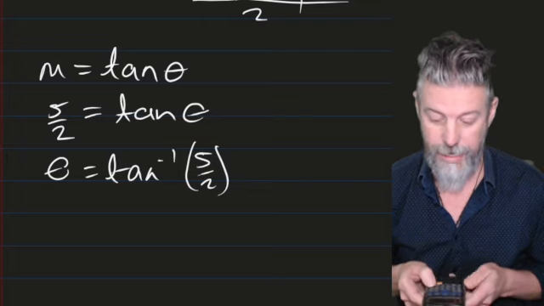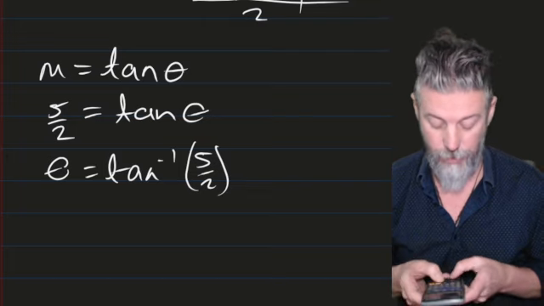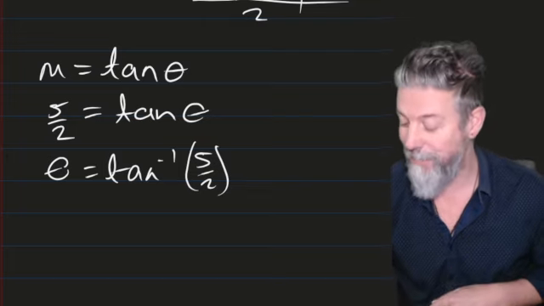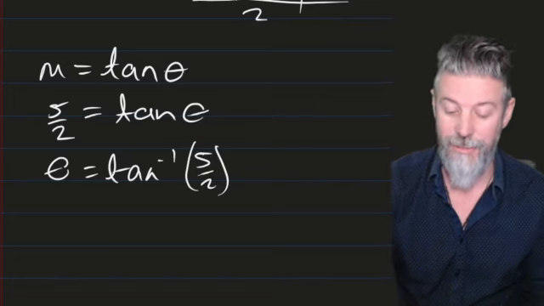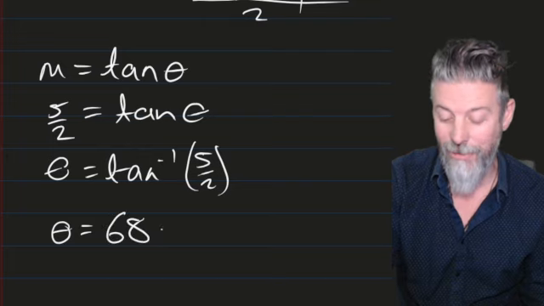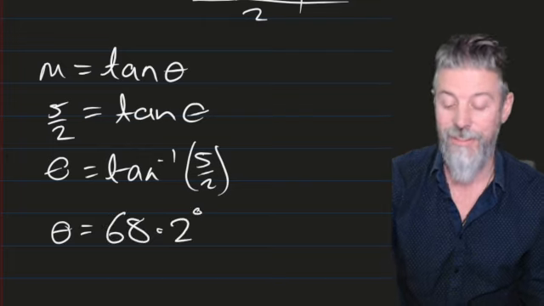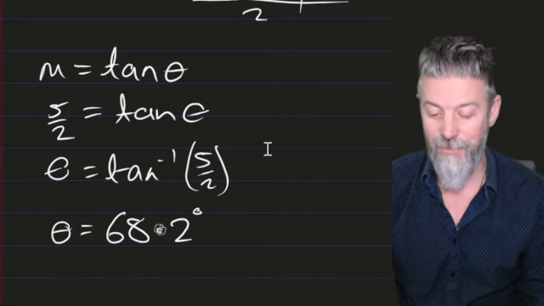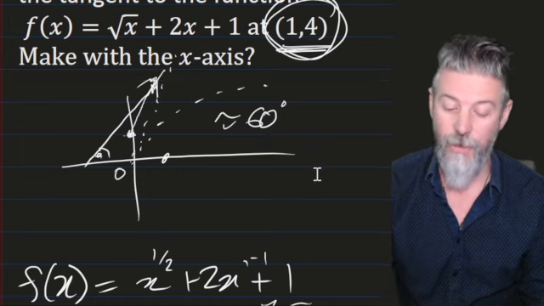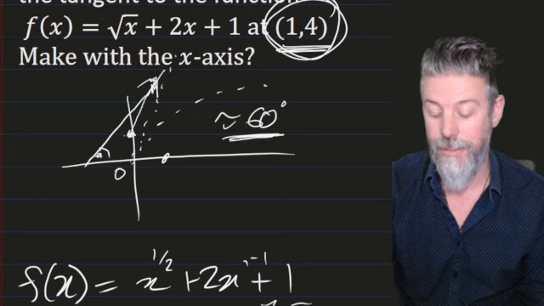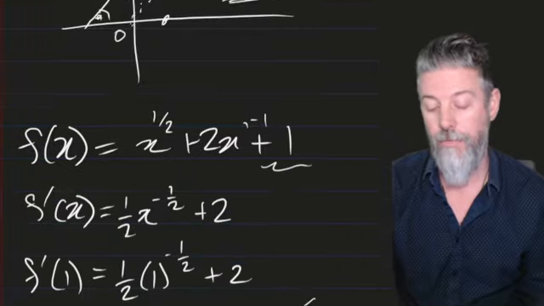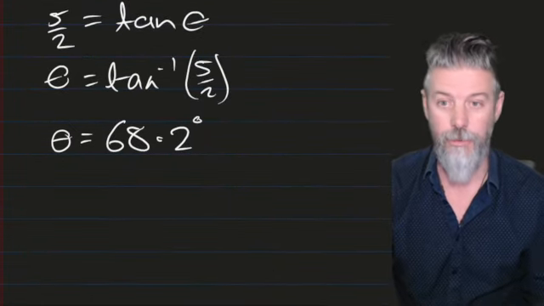So inverse tan 5/2, and I get 68.2 degrees. What a fluke. My rough graph at the top is pretty good. So if I scroll back up to what I roughed out up here, you know, I sort of thought that would be about 60 degrees based on what this thing was looking like. And my answer is 68.2.